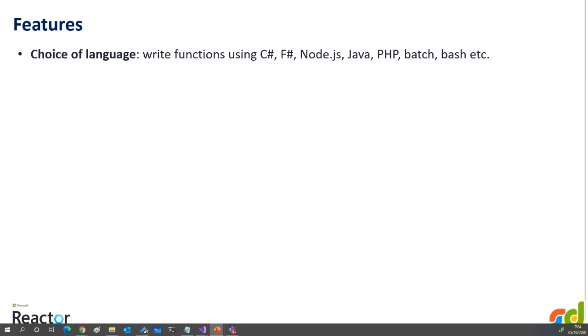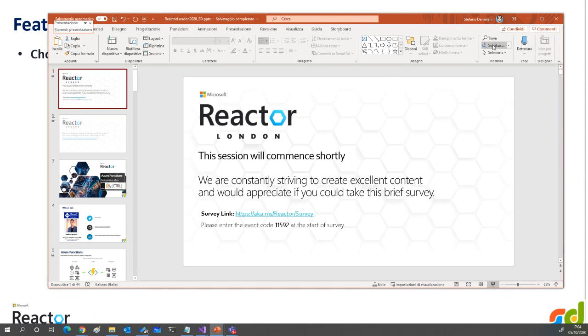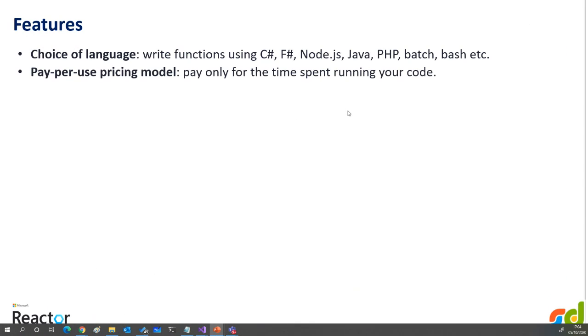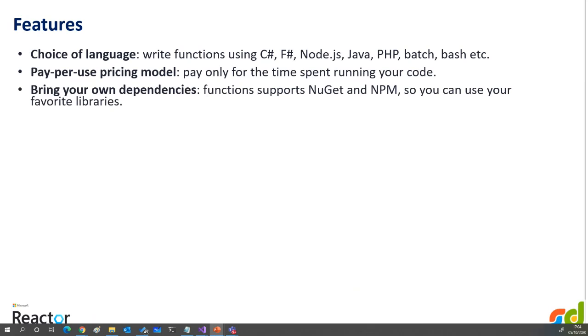Features of Azure Functions. Azure Functions permits you to select the language you want for creating Azure Functions. So you can write functions using a large set of languages that can span from C#, F#, Node.js, and many other types of functions. Azure Functions has what is called a pay-per-use pricing model. Pay-per-use means that you pay only for the time you spend running your code. So it's quite useful because it permits you to save a lot of money.